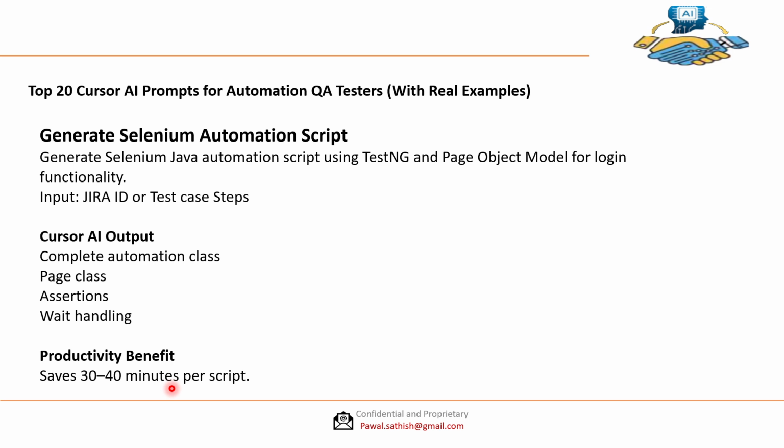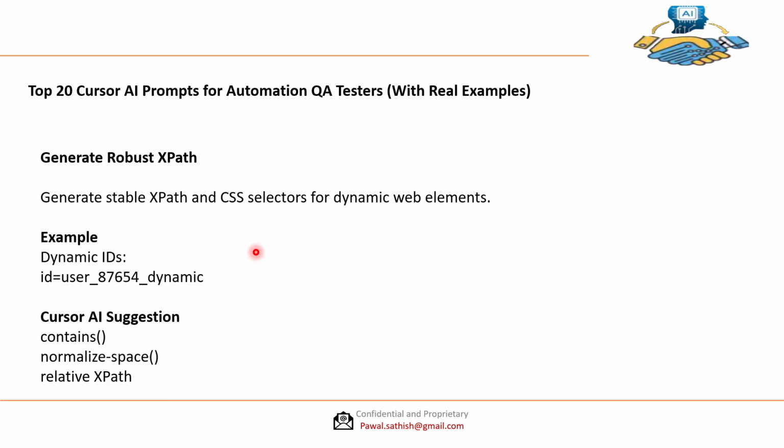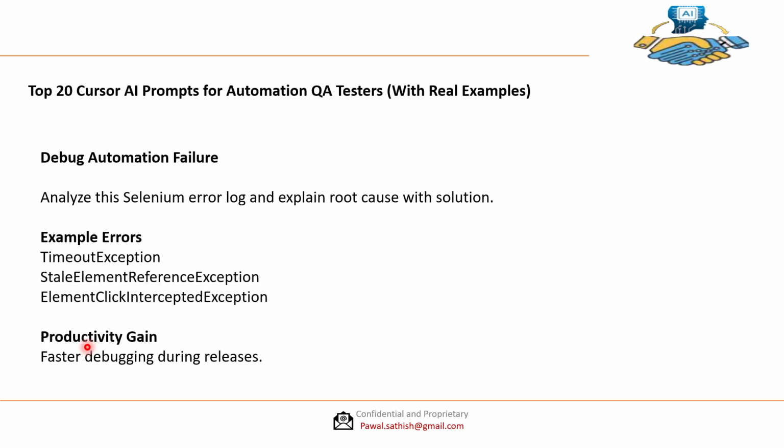Now if you give this prompt as per your requirement, it will save 30 to 40 minutes per script. Then, if while executing the XPath gets changed because of a dynamic web element, we can also find a stable XPath. For that we need to give the prompt: generate stable XPath and CSS selector for the dynamic web element, and we need to give the ID. Then Cursor AI suggests the XPath and the CSS, and we can use the stable XPath and CSS selectors.